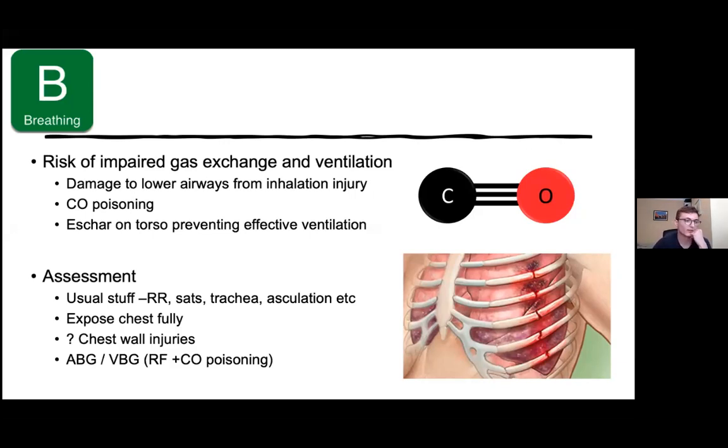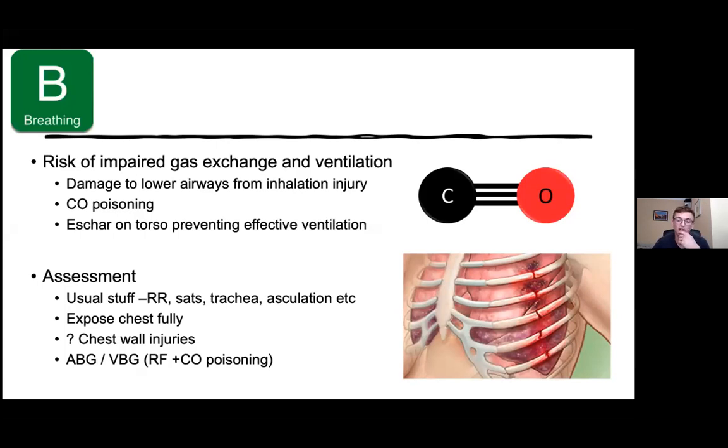If there's any concern about the airway or breathing, then you need to do an ABG quite early on. Keeping in mind that the hypoxia might not be as detectable on a peripheral SATs probe if they've got carbon monoxide poisoning. If SATs are fine and you're not too concerned, then a VBG might be sufficient. But remember that the VBG or the ABG can give you the carbon monoxide level, which helps you rule that out quickly.